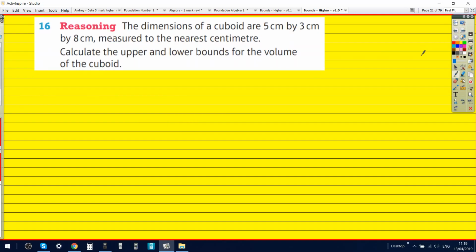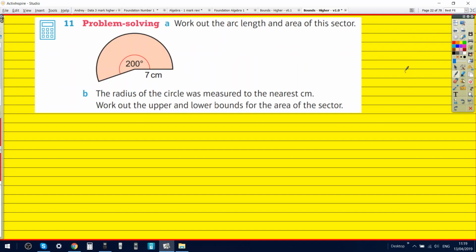How about this one? Let's just do upper. So to the nearest centimeter, 5.5, 3.5, and 8.5. And what do you do with them? You times them all together. And if you get lots of decimal places, don't be afraid of that. Upper bound. How do we do this one?